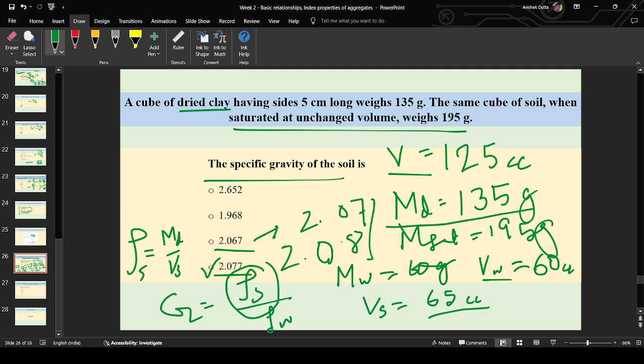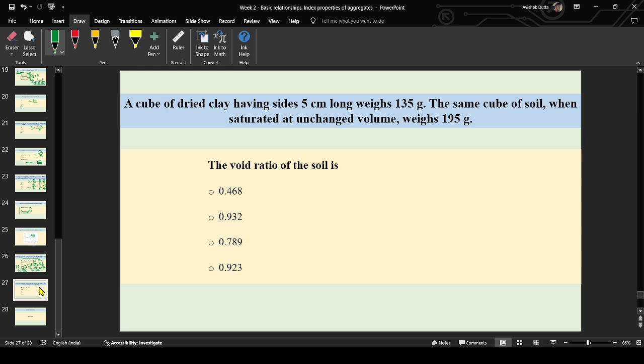Okay, so this specific gravity is determined. Now the next part is the void ratio. What is the void ratio? How do we find out the void ratio? Sir, total volume is a constant. Total volume is unchanged, as you have given us, sir. Yes, total volume unchanged means indirectly void ratio is unchanged anywhere. But what is the value of void ratio?